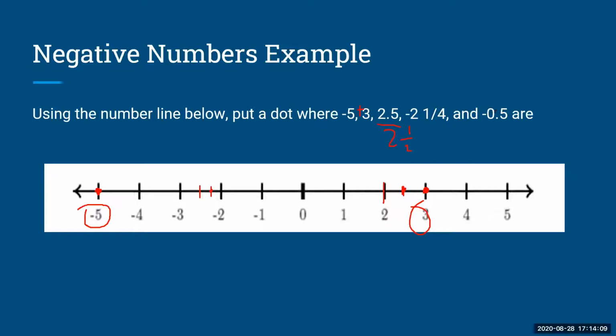Okay. And -0.5, same thing, just half between 0 and -1. Eyeball it, put one right here. Easy enough, easy enough. You guys know all this.